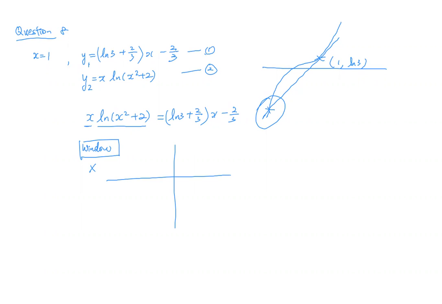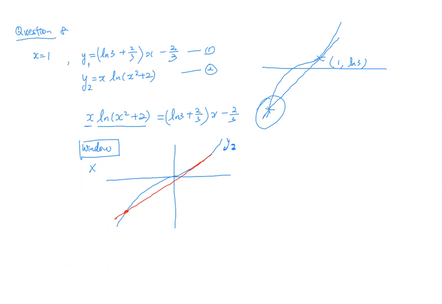So this is my blue one. This is my Y2 and this is my Y1. So it meets. So you can find the intersection point. Can you find the intersection point? Yeah, they can ask you to sketch both graphs. Then they ask you to find the intersection point.